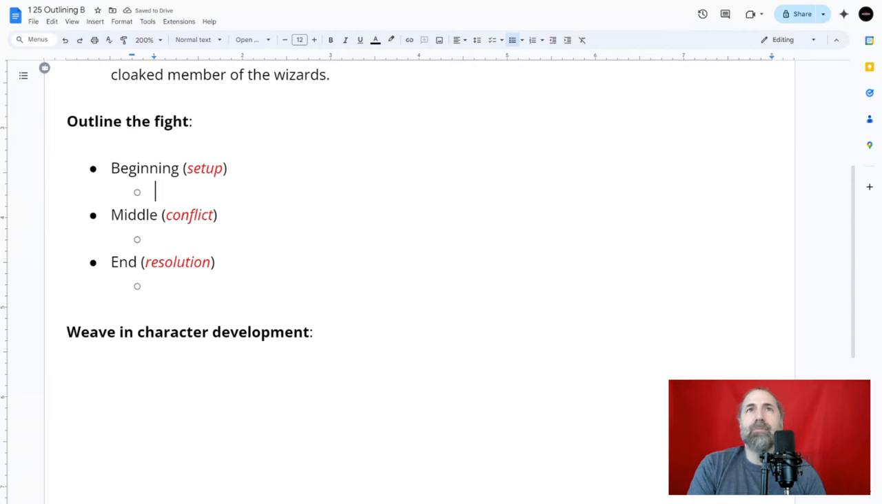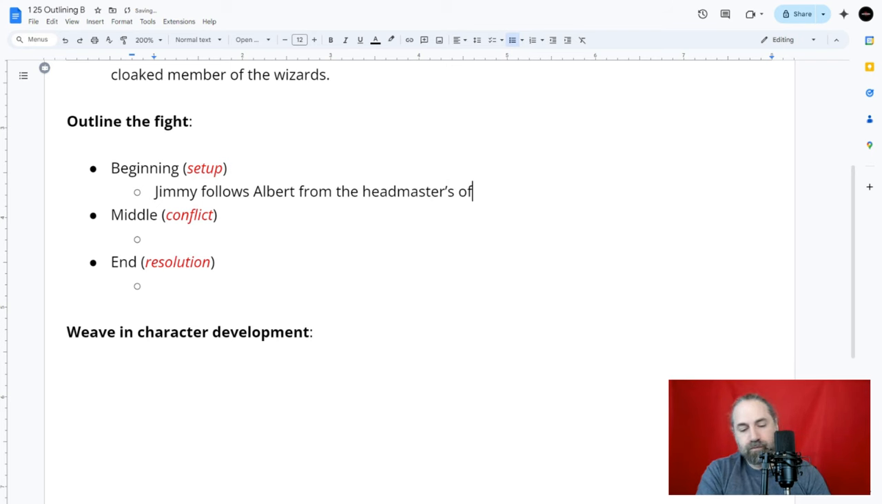Okay. So the beginning is going to be like Jimmy follows Albert. Jimmy Two Fingers follows Albert of Stein from the headmaster's office of congratulations.